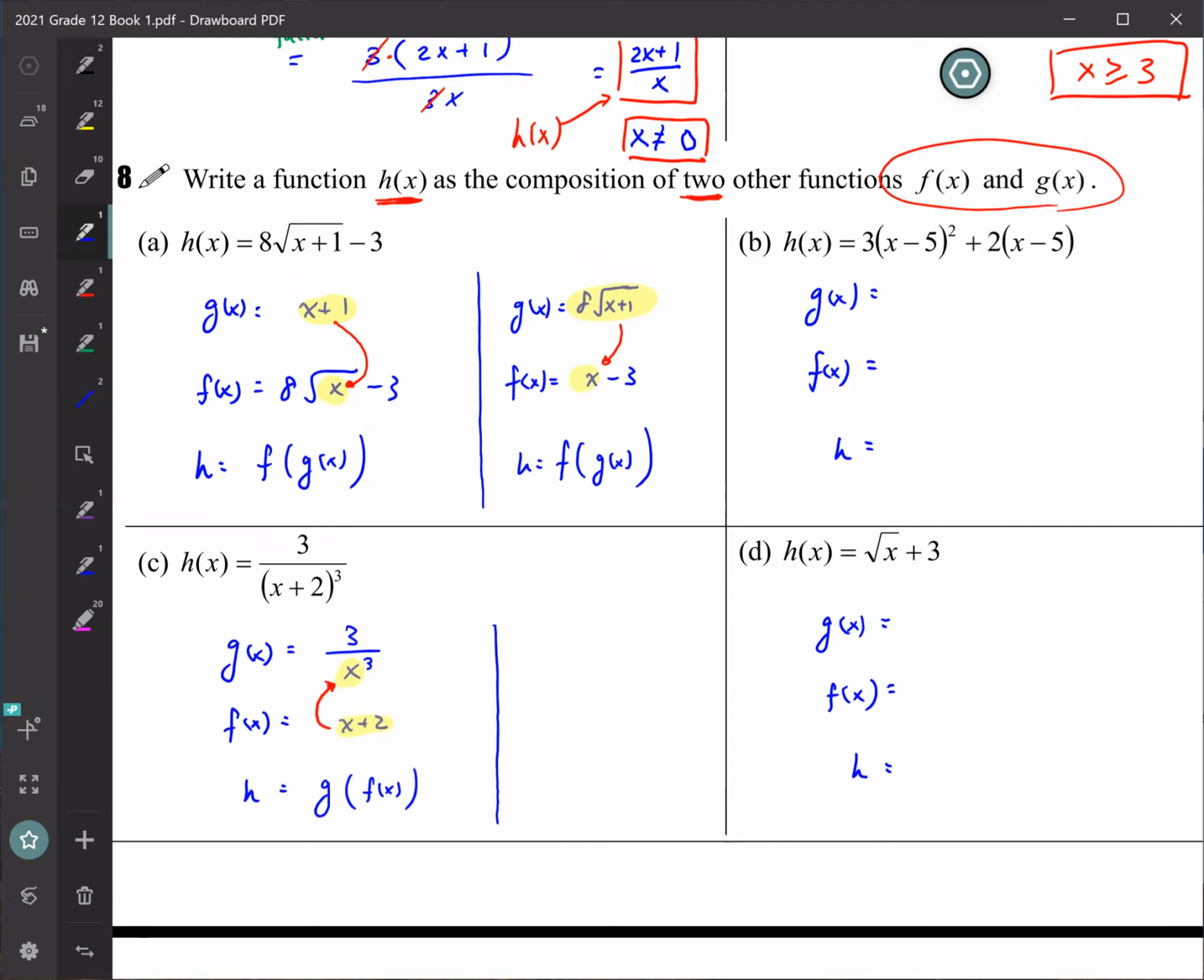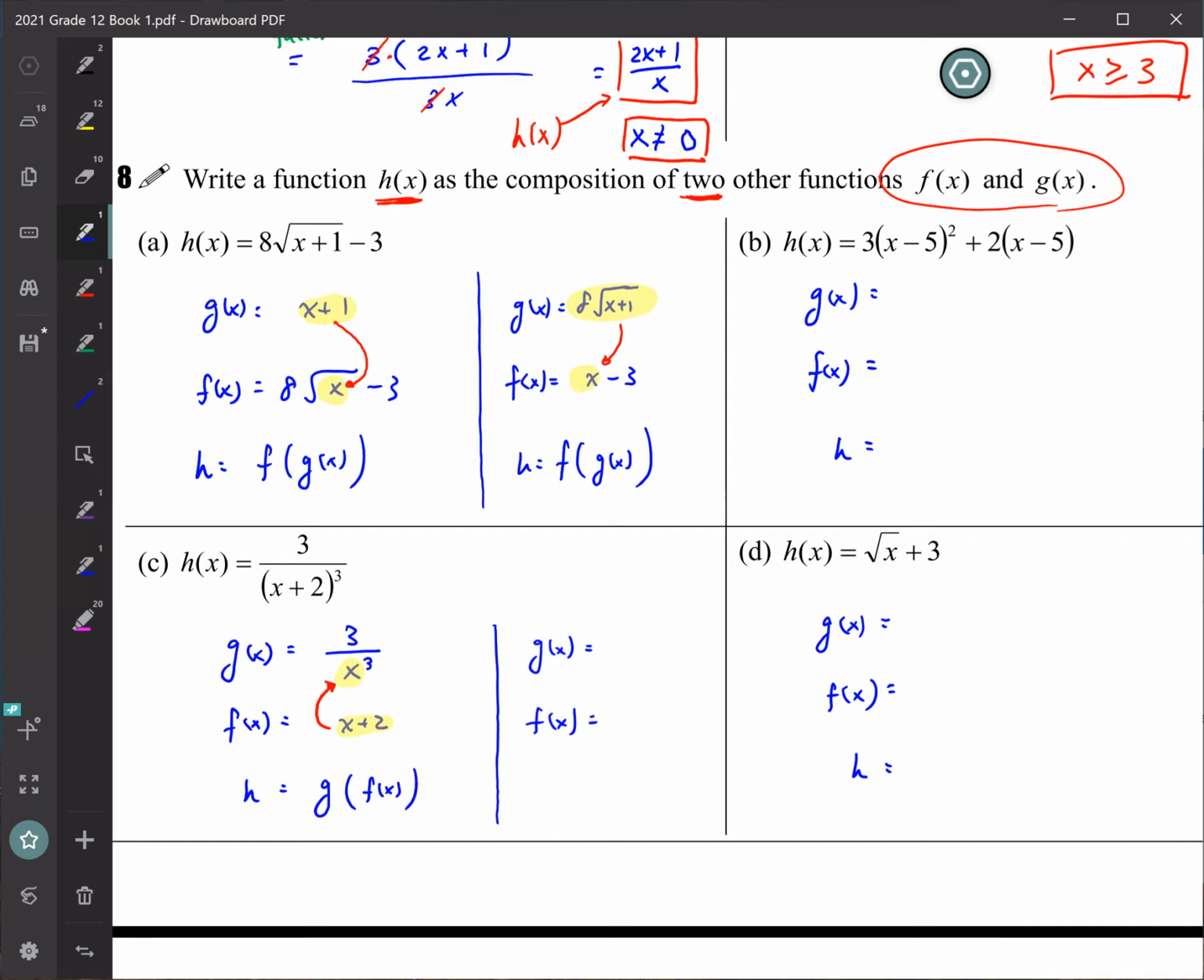I got f of x is 3 and g of x is... wait, no, never mind. Okay. What's going on? How come you turn off your mic? Wait, no, mine is the same. Oh, the same? Okay. Yoshir, how about you? Do you have a different one?